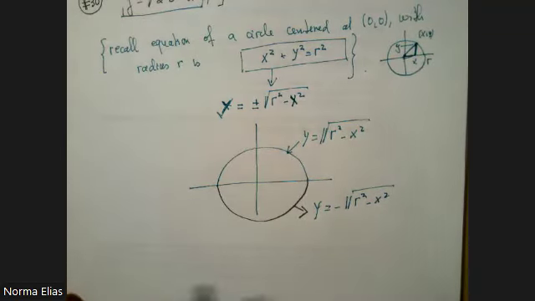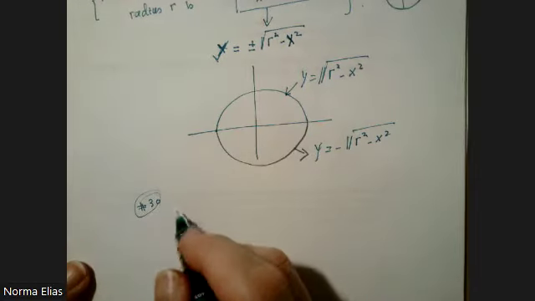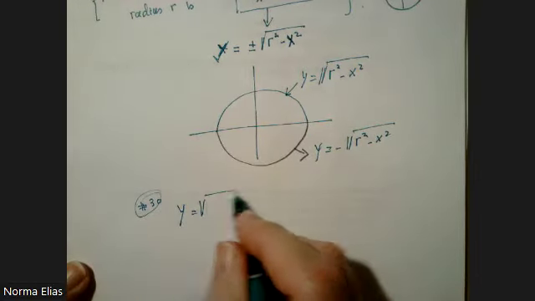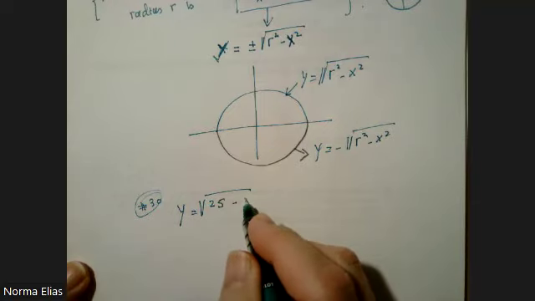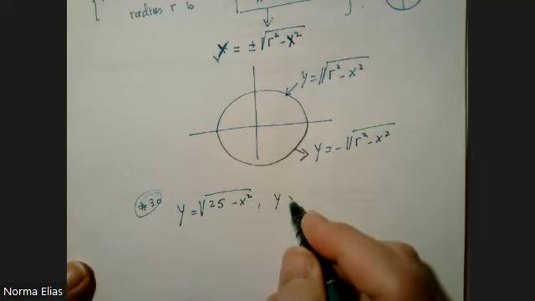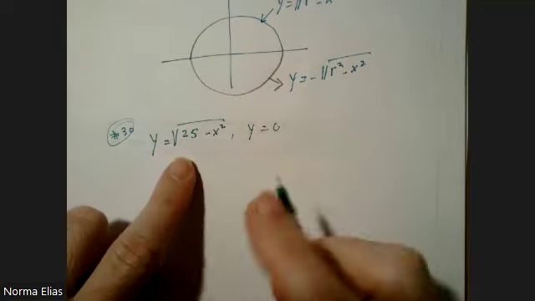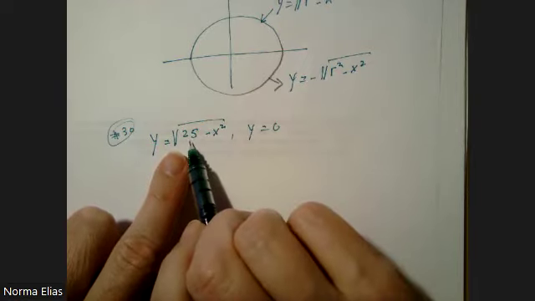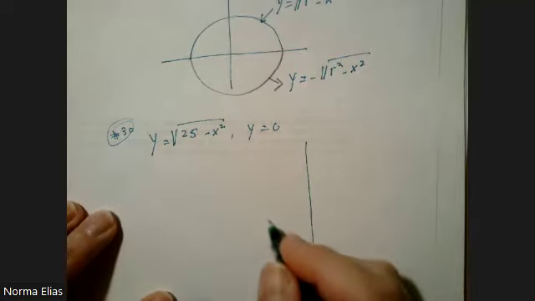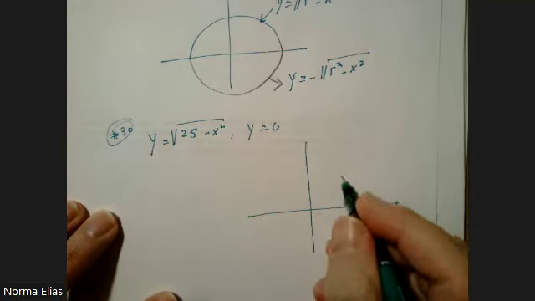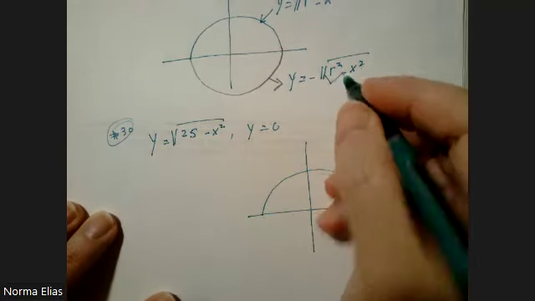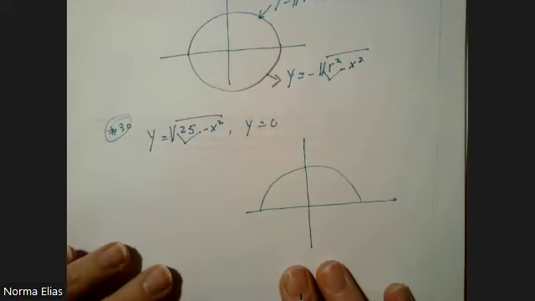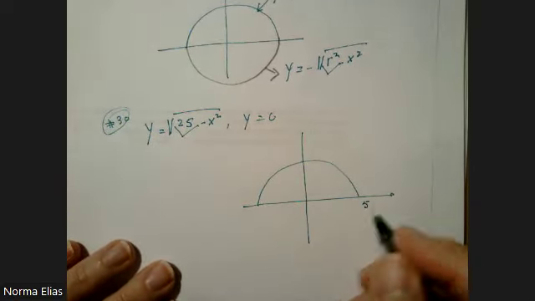So now, go back to number 30. Okay. So now we have y equal square root of 25 minus x squared and y equal to 0. So this would become half a circle, the upper half, where the radius is equal to 5. So this is nothing more than the equation of a half circle with radius 5. So here r squared is 25. It means r is equal to 5. So this is 5 and this is minus 5.